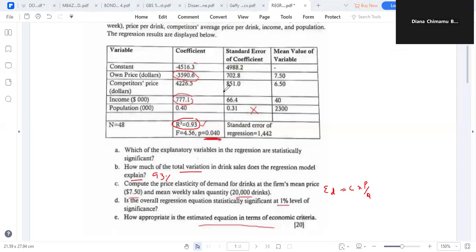So that's what we'll put here on the coefficient. Let's put it there and try to calculate. Then the price is what? The price is 7.5 and the quantity is 20,000. Calculate the elasticity.